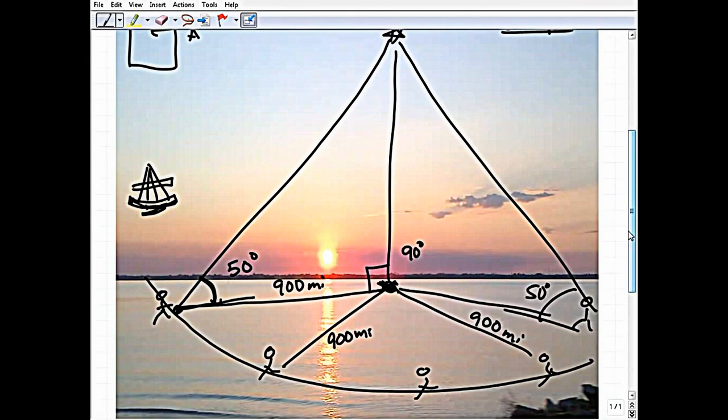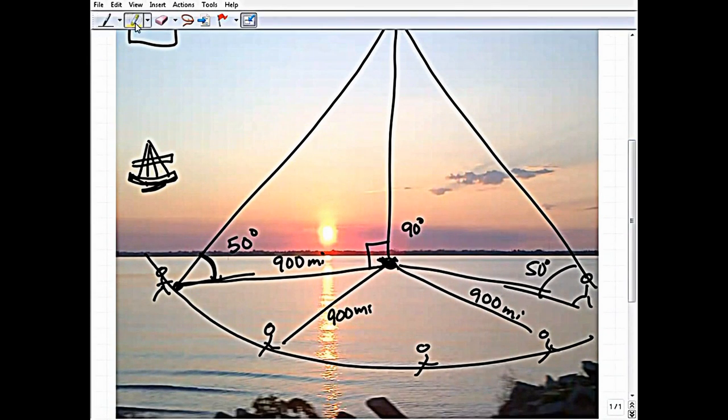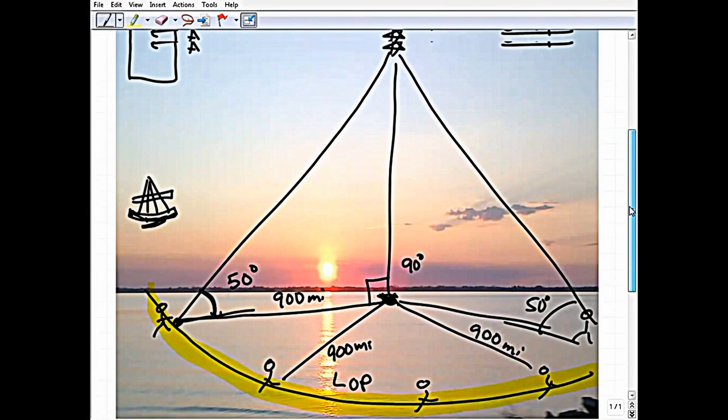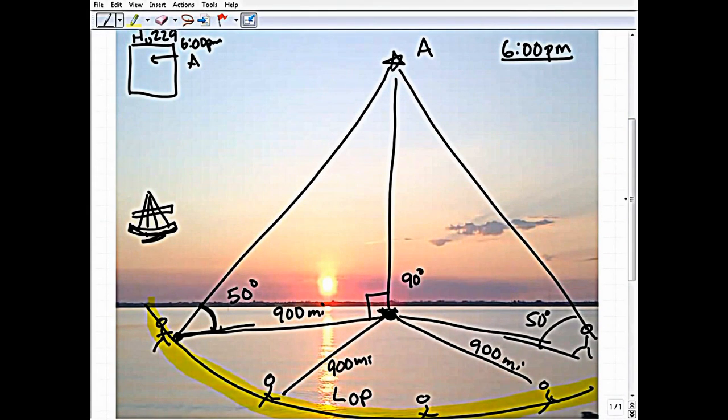I mean, it's better than nothing. At least I know generally that I'm along this circle, if you will, at 6 p.m. And by the way, the technical word for this is what they call an LOP, line of position. You're looking at it as a circle, but technically we call it an LOP, a line of position. So I'm somewhere along this circle, and of course the circle just continues out. So it's a start. So how can I really get an accurate idea of where I'm at?